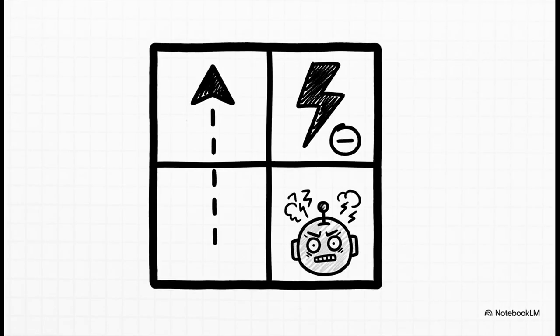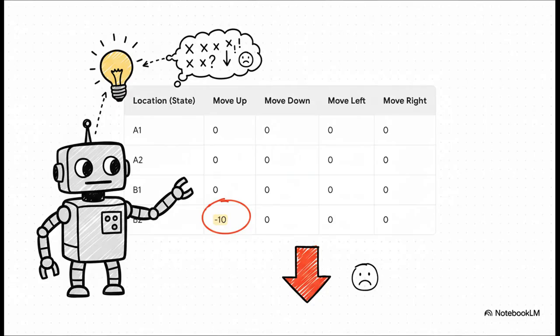All right, let's watch its first move. From square B2, the robot decides to move up. And zap! Bad choice. It gets an electric shock, a penalty of minus 100 points. Ouch. But you know what? This failure is incredibly useful. And here's the update. See that? The robot goes back to its cheat sheet. The score for move up from location B2 isn't 0 anymore. It's now a negative number. It has learned its very first lesson. Moving up from B2 is a bad idea.